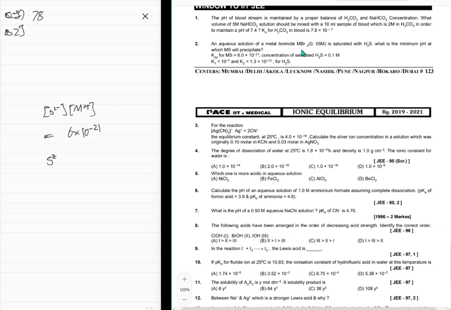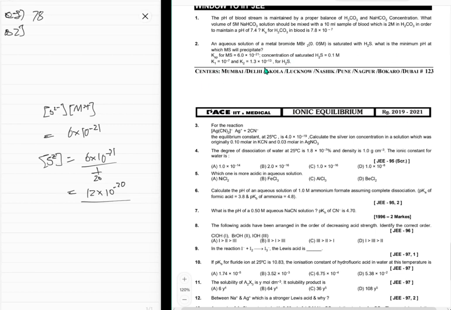Then your concentration of S2 minus will be 6 into 10 power negative 21 upon this guy, which is 0.05, which is like 1 upon 20, right? 1 upon 2 is 0.5, and then that upon 10. So that's going to be 12 into 10 power negative 20, which is very, very small in comparison to 0.05. Cool. So now you know what concentration of S2 minus is. We need to find the other concentration as well. Saturated solution of H2S. What is the minimum pH at which this will happen?